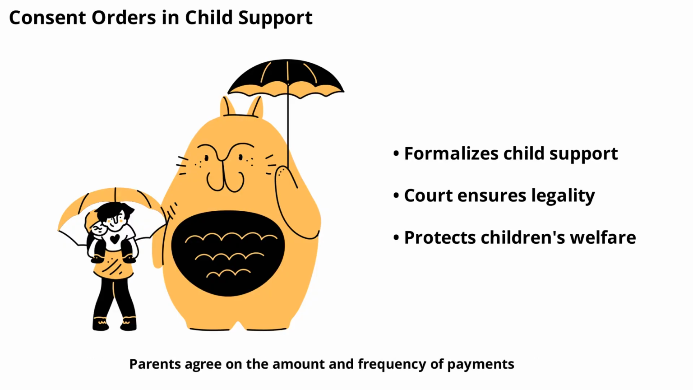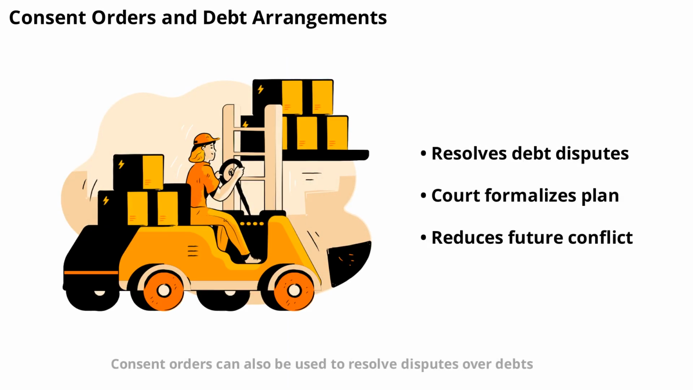Child support arrangements can be formalized through consent orders. Parents agree on the amount and frequency of payments, and the court ensures the arrangement meets legal standards and serves the child's best interests. This provides stability for both parents and children and ensures that support obligations are clear and enforceable.